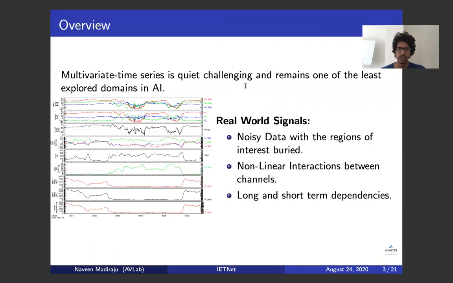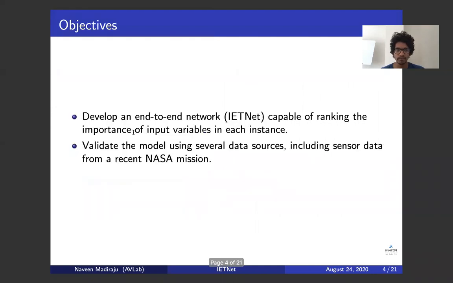So here we use multivariate time series data. This is one of the real world recent NASA mission datasets used in this presentation. Real world data looks very noisy, with all the regions of interest buried deep within the noise. There are also nonlinear interactions between multiple variables, and there can be long-term and short-term dependencies in the data. So all this makes multivariate quite challenging.